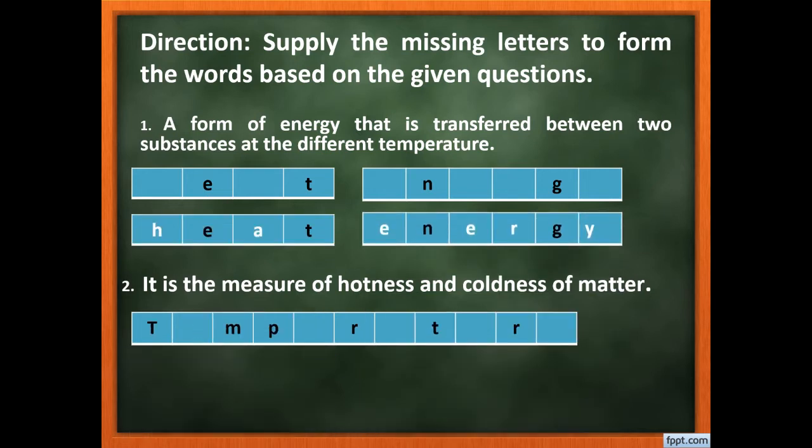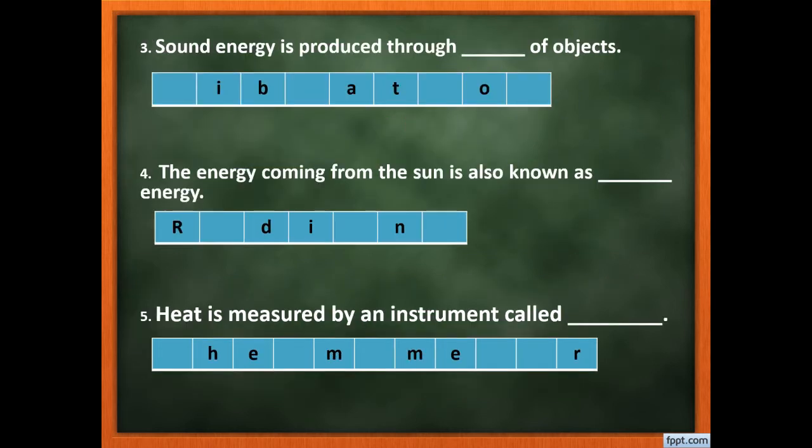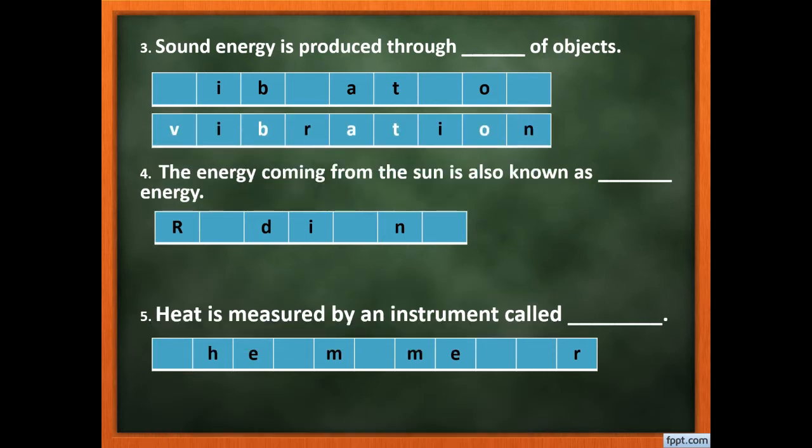Number 2. It is the measure of hotness and coldness of matter. What is the correct answer? Very good. The correct answer is temperature. Number 3. Sound energy is produced through blank of objects. What would be the answer in question number 3? Very good. The correct answer is vibration.